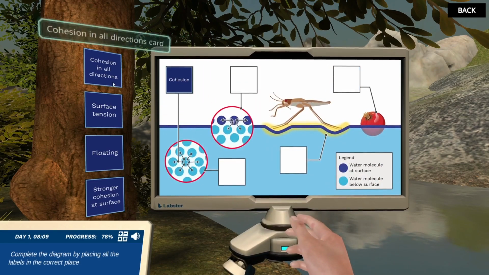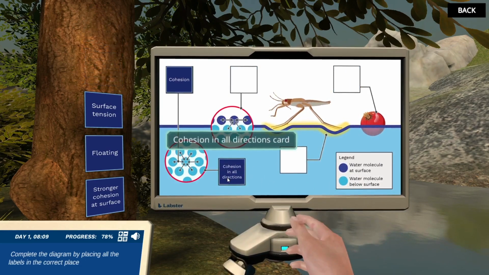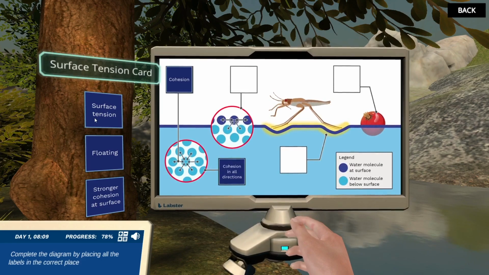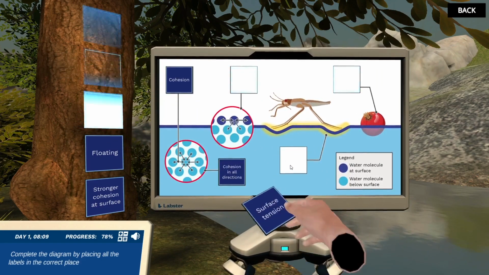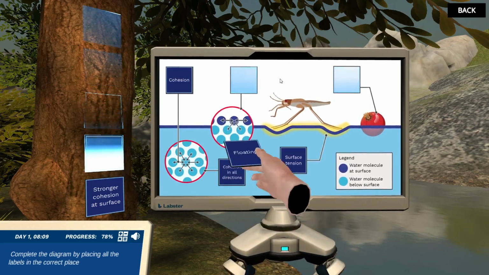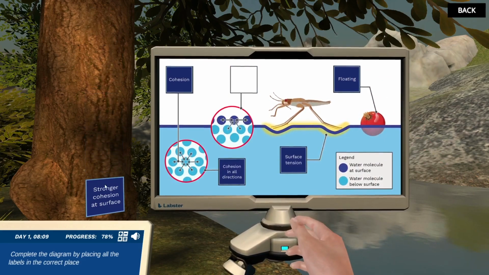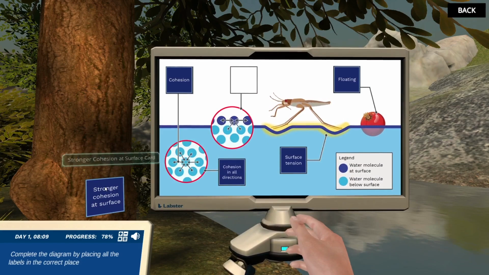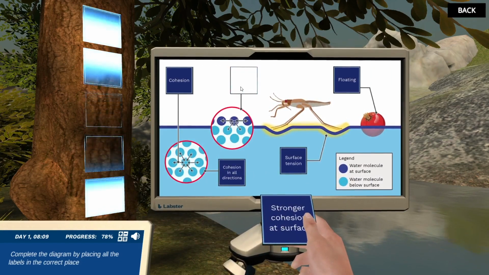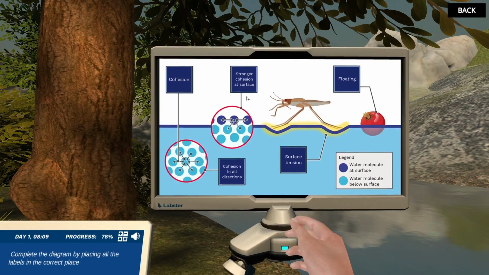Yes, this is cohesion. Right on. Here cohesion occurs in all directions. Spot on. This is surface tension. Fantastic, the berry is floating. This is different to surface tension. Correct, the cohesion is stronger at the surface. You are really making waves.